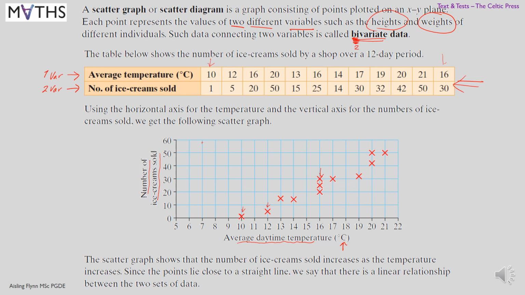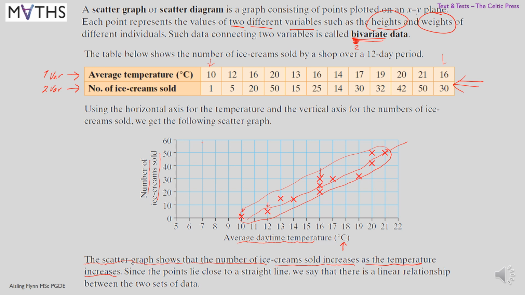Okay, and what do you see? Well, I definitely see a trend. I can imagine a straight line going through that data, or I can draw a very narrow oval around them. So there is definite correlation, and that makes sense. On hotter days, more ice creams are sold. So the scatter graph shows that the number of ice creams sold increases as the temperature increases. This is a conclusion or a summary of the graph.